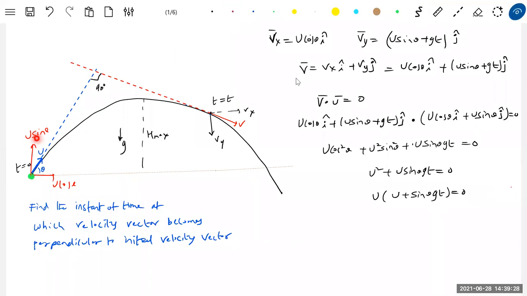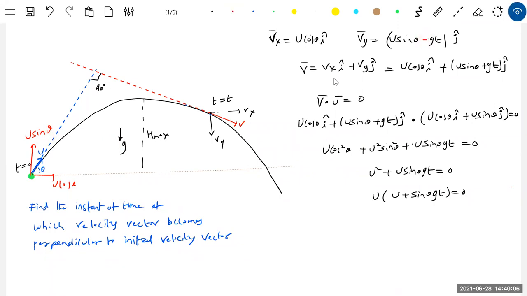Okay, look at this one. u sine theta, how is u sine theta? It will be opposite to g, no? So whenever we are using equations of motion, we always go for the sign convention. Then according to sign convention, this should be negative.